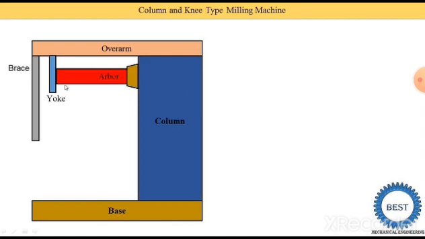The next component is the arbor. One end of the arbor is connected with the spindle, and the other end is supported by the yoke. This is the horizontal type column and knee type milling machine. A vertical arbor may also be installed, and then it is known as a vertical column and knee type milling machine. In an exam, you can draw either the vertical or horizontal column and knee type milling machine. You just need to draw the knee here, this is the important thing, and the column here.